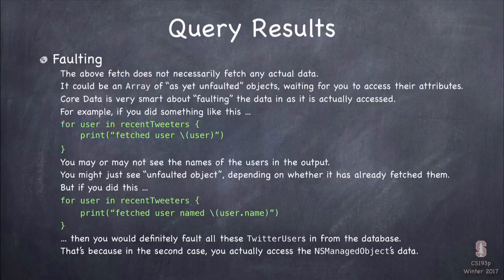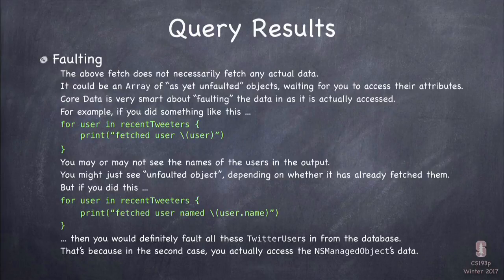And so these objects, you can imagine, they're kind of shells, empty shells, and until you crack open the shell and start looking inside, it doesn't actually get the data for you. And the reason this matters to you is if you go in the debugger or you do a print statement like this one, where you say, for user in recent tweeters, fetched user whatever, when you print that out, it's not going to print a Twitter user object. It's going to print some kind of faulting shell, okay? Because you haven't actually asked for any of the data inside that thing yet, so it hasn't faulted yet.